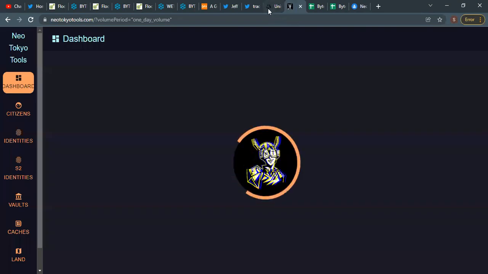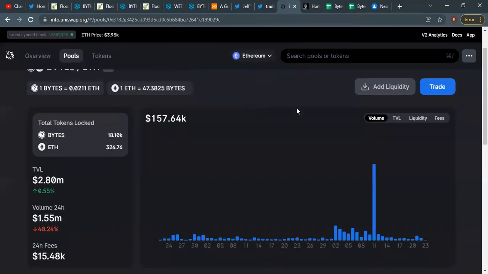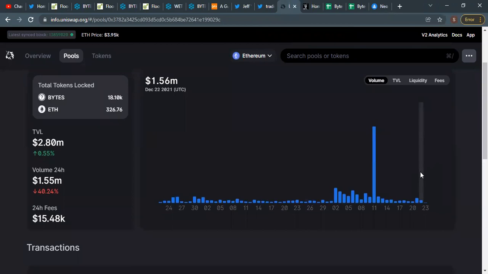So let's go ahead and check the volume for today. 1.56 million looks good. I like to see it above a million. We'll see if we can keep this up here.